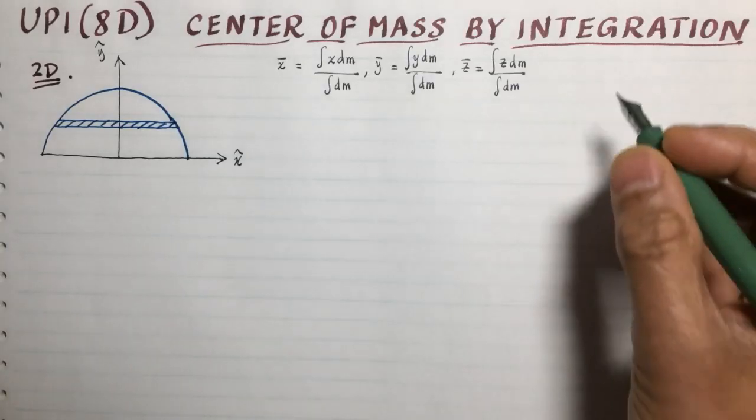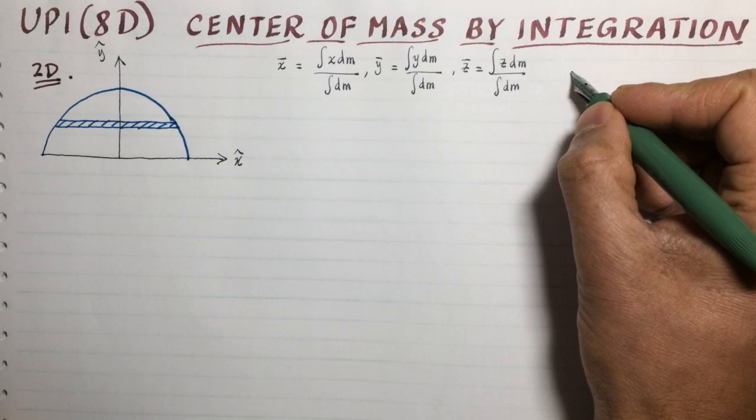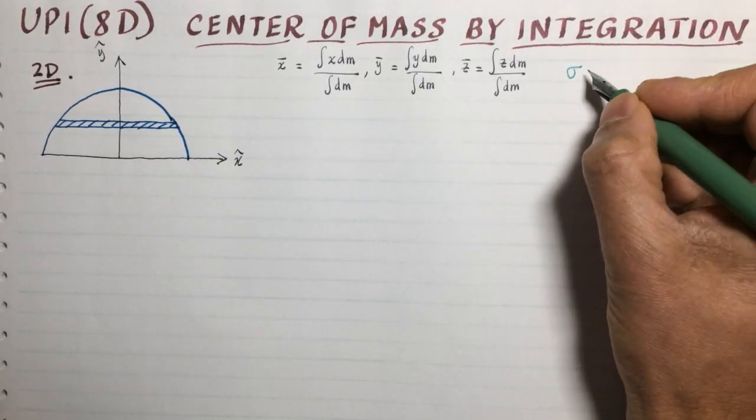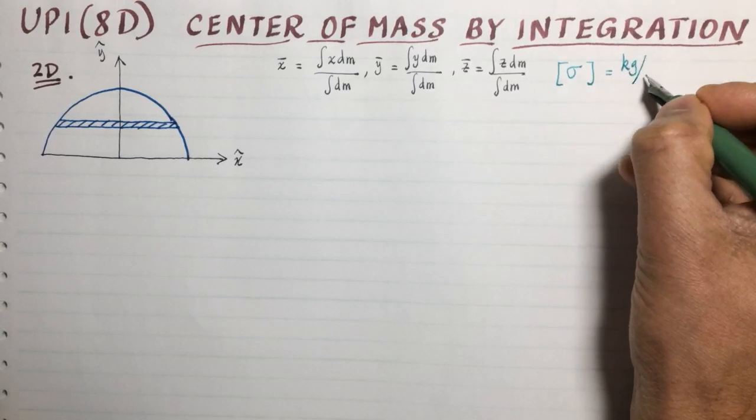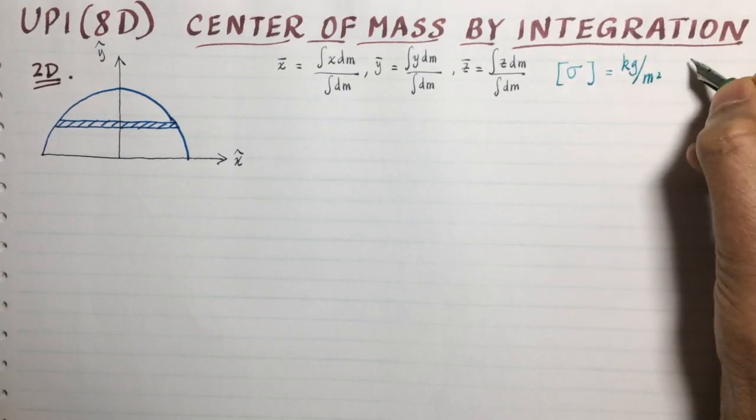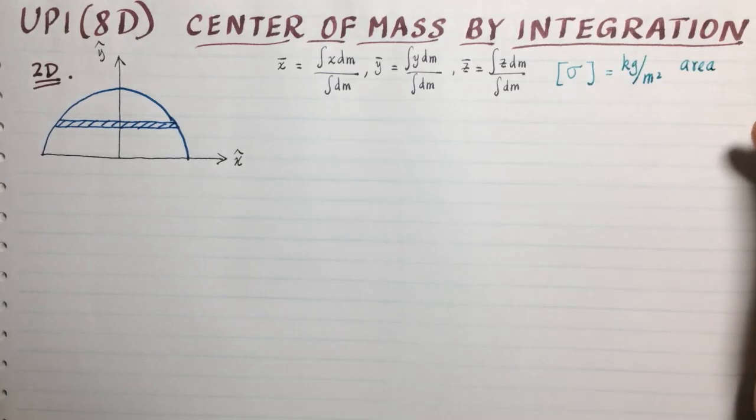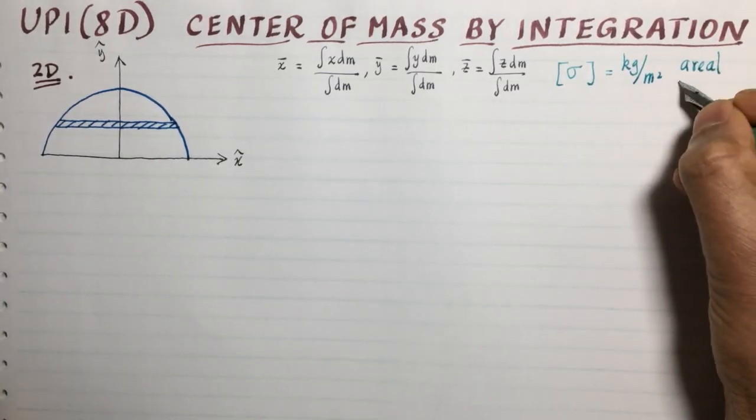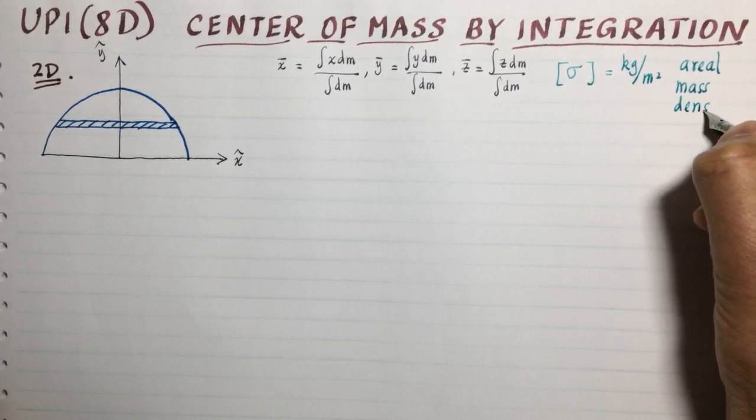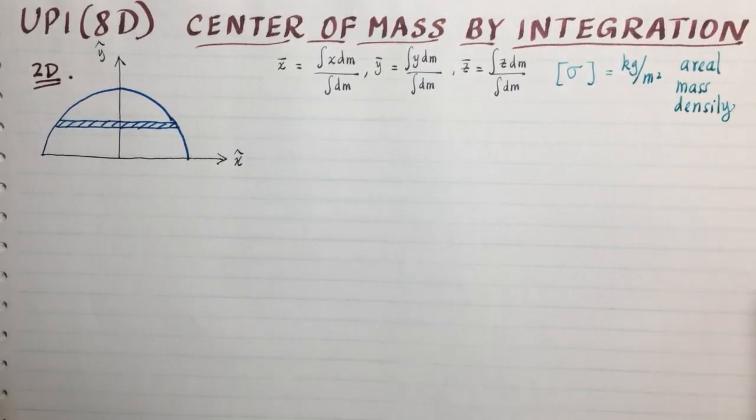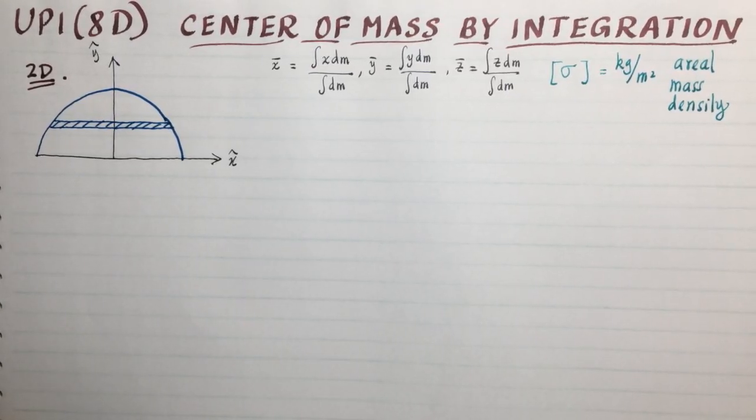If it's a 2D object, the appropriate mass density to use is known as sigma. Sigma has units of kilograms per square meter. This is sometimes called the area mass density or areal mass density. Its purpose in life is to convert area into mass.